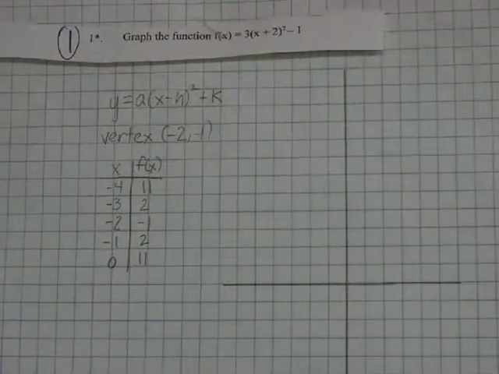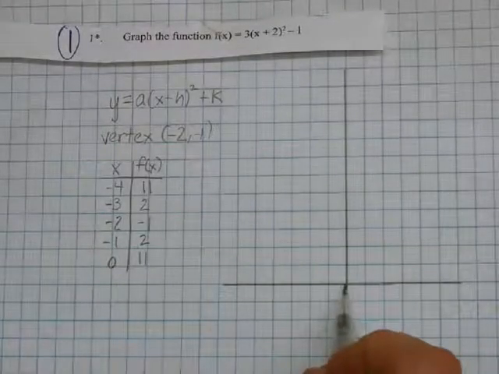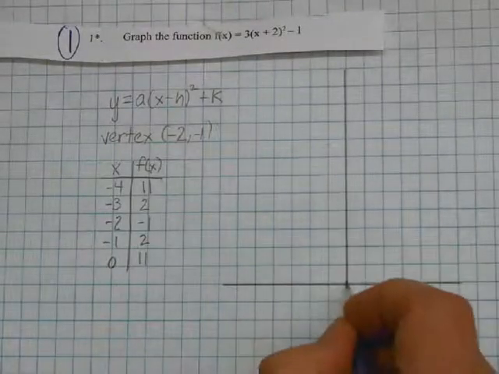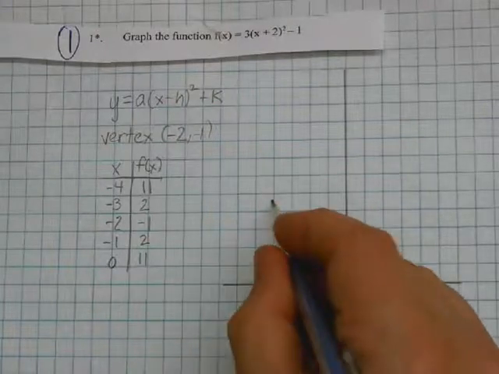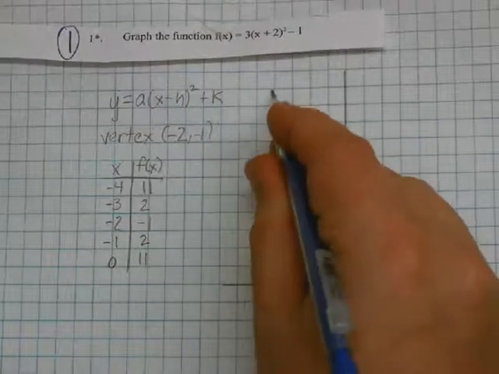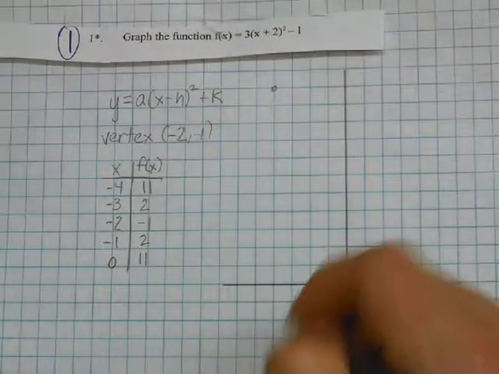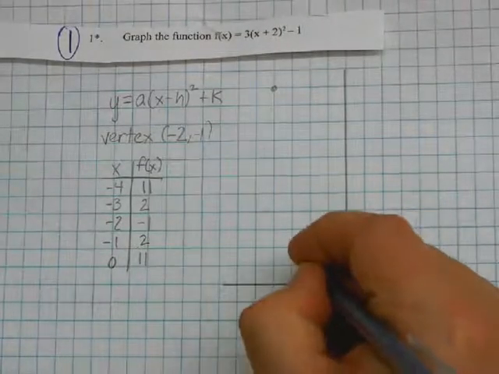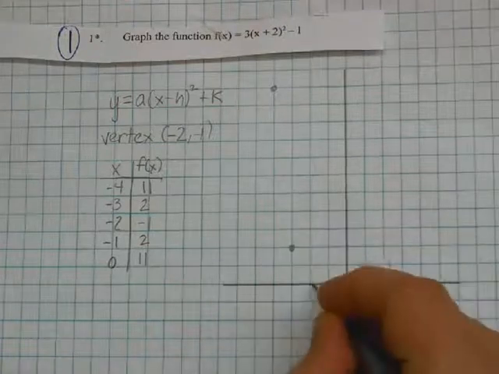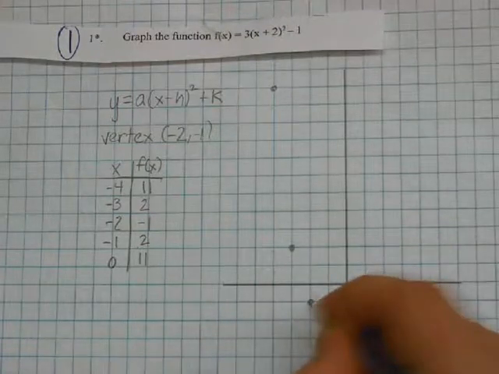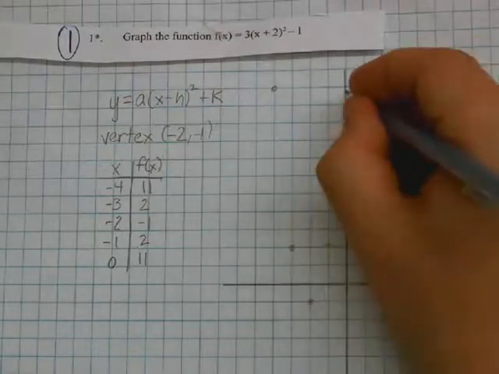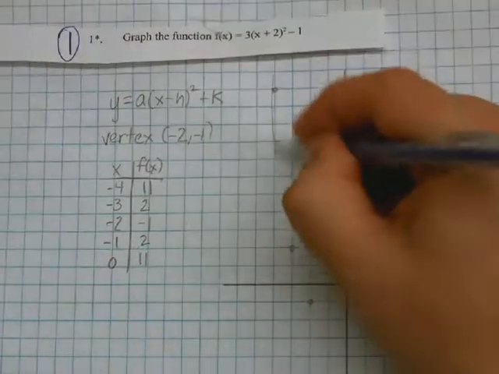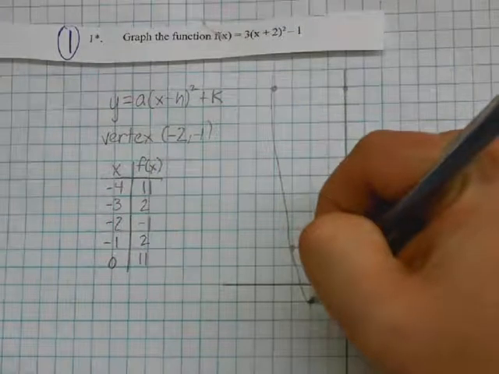So let's go ahead and plot the 5 points. Negative 4, 11. Negative 3, 2. Negative 2, negative 1. Negative 1, 2. And 0, 11. And we'll do our best to make kind of a U-shaped parabola there.